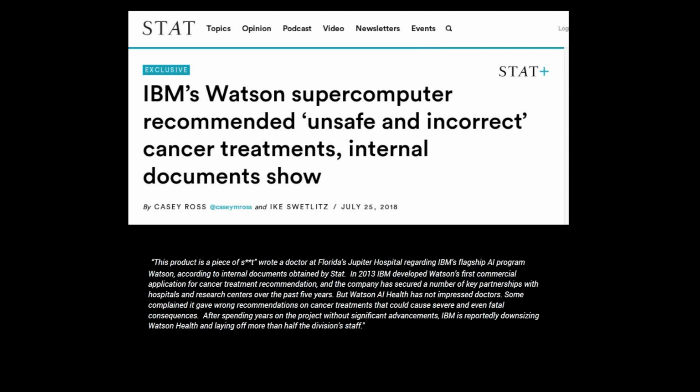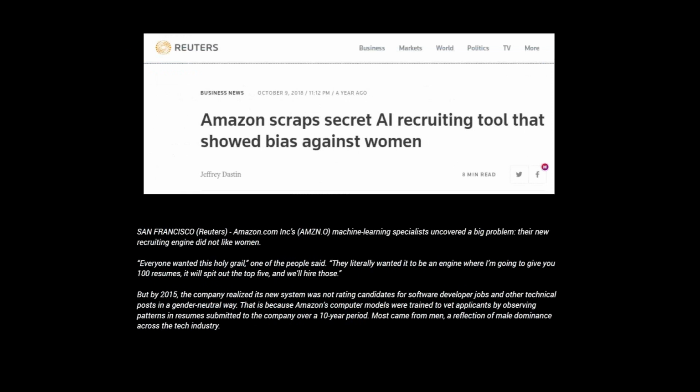And IBM, of course, had to downsize the project and lay people off. So that is kind of a black eye in the field. Amazon had a black eye as well. They rolled out into production an AI recruiting engine, which is a machine learning model they had built.